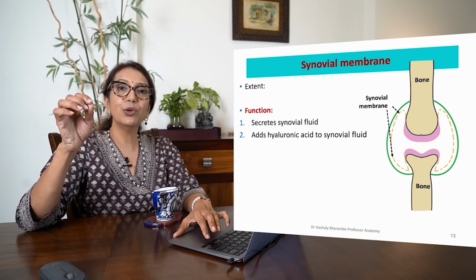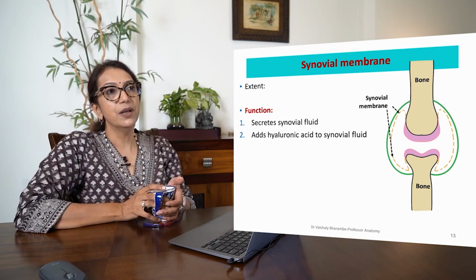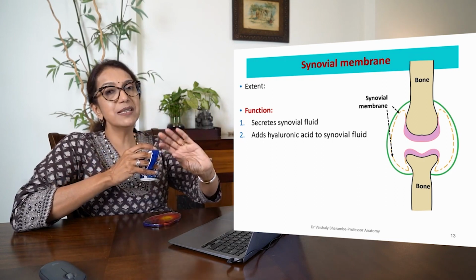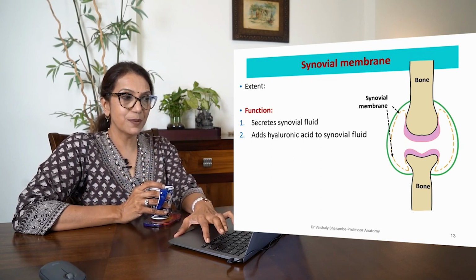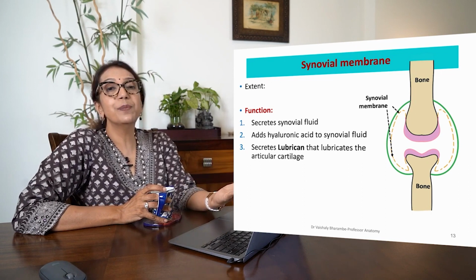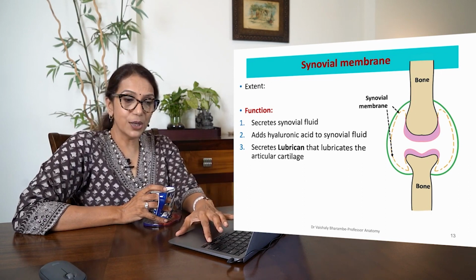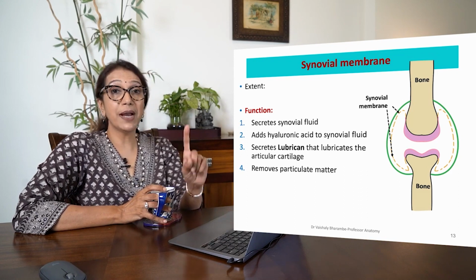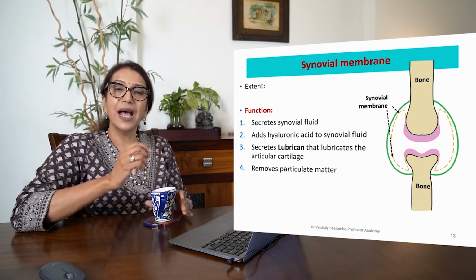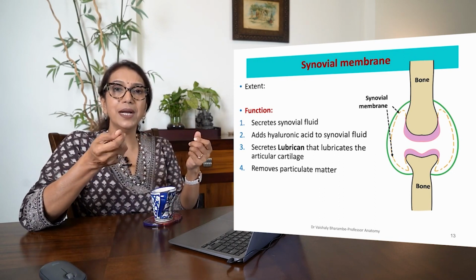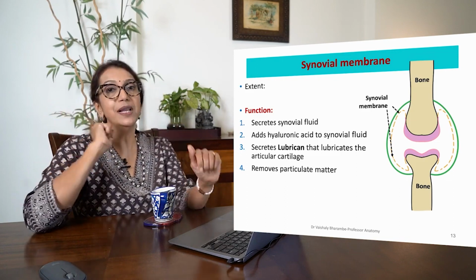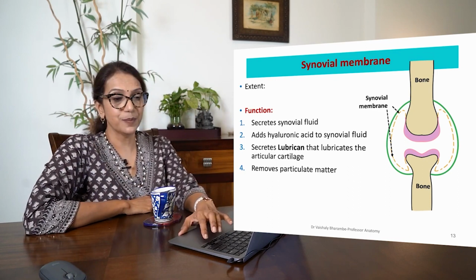It also adds hyaluronic acid to the synovial fluid. How does it matter? Synovial fluid is thick or thin depending upon the hyaluronic acid. It secretes what is called lubricin, which again lubricates the articular cartilage, and it removes particulate matter. Now, this is a very important function. When you have some infection in your joint, as it heals, some leftover particles will be floating around. These will be phagocytosed and removed by synovial membrane. A very important function.